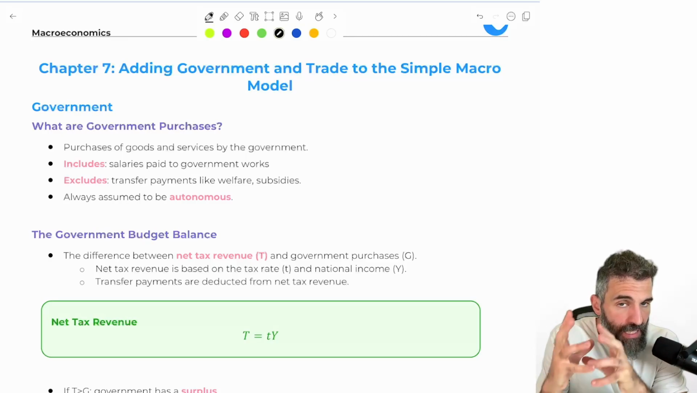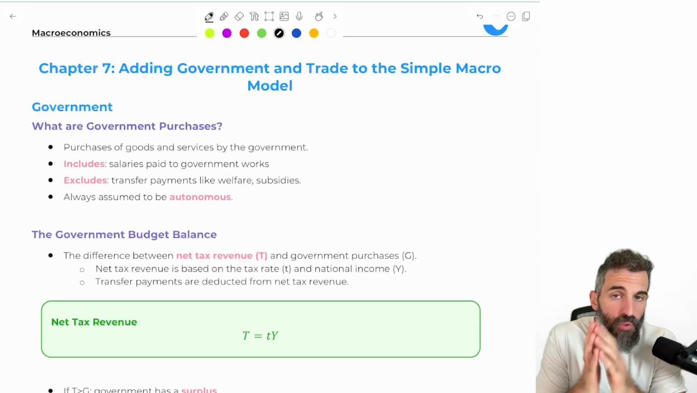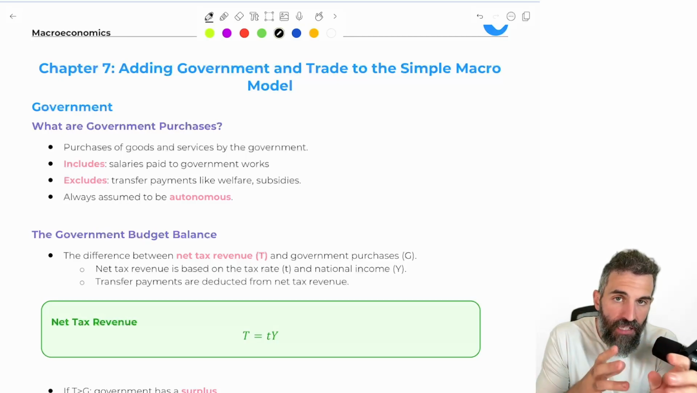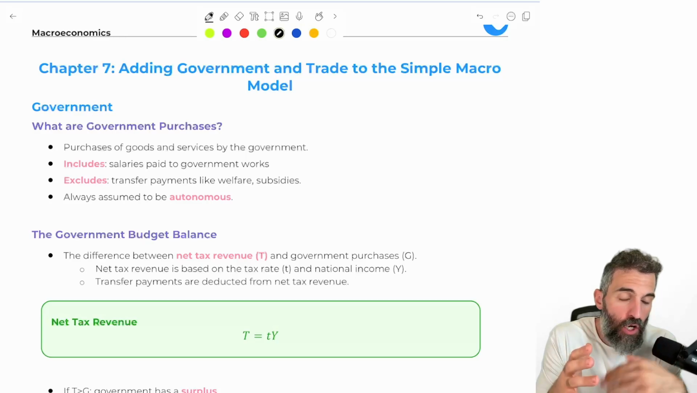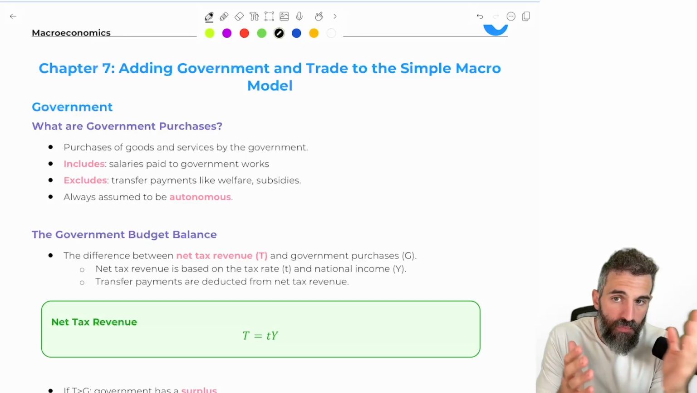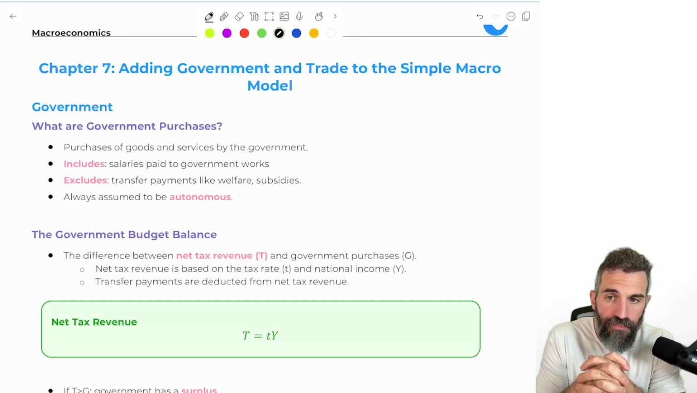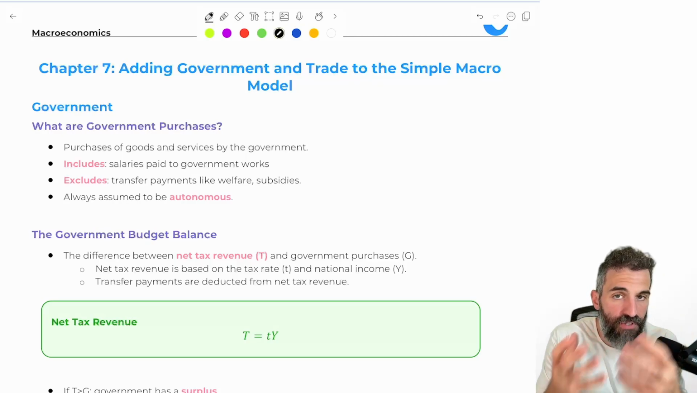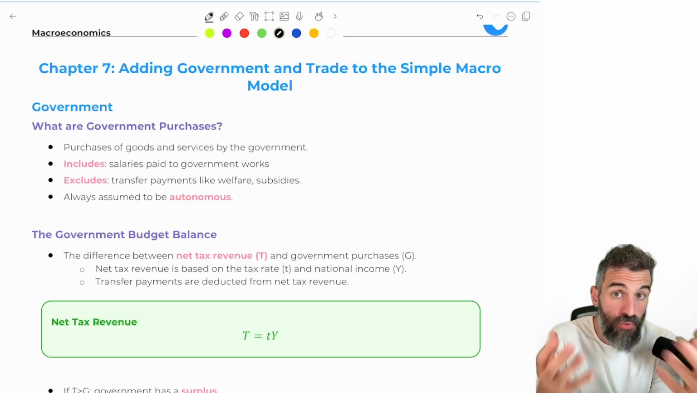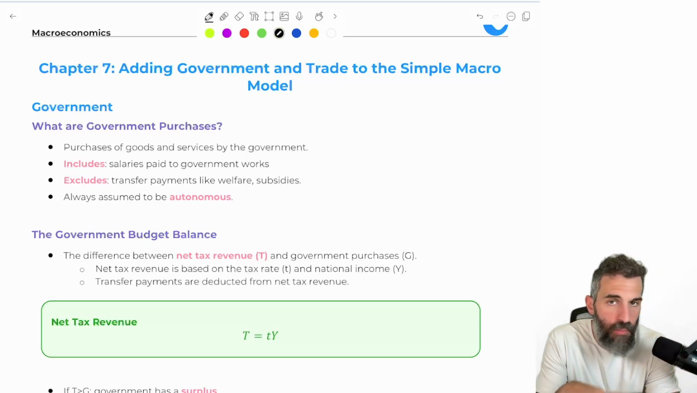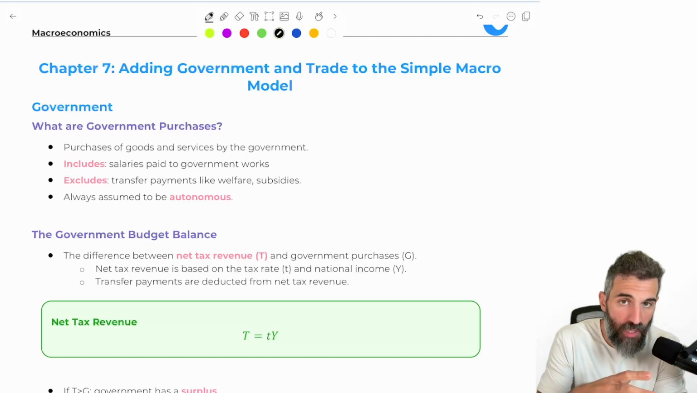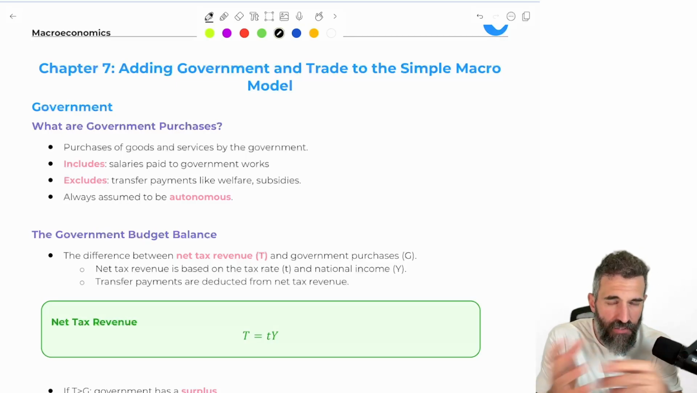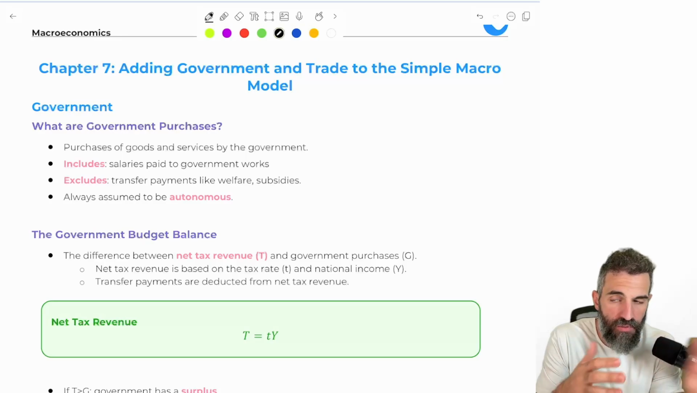Government is also, like investments, considered to be autonomous. So it is not a function of income. It's not variable. It is fixed. Regardless of national income, there's going to be government purchases. Now, that's not to say they can't increase or decrease. They can increase or decrease, and they do, but they don't increase or decrease as a function of income. The government might just decide we're going to start spending more money, or we're going to start spending less money. We'll talk about different monetary policies and fiscal policies as we work through the semester, but understand autonomous just means it does not increase or decrease based on income.